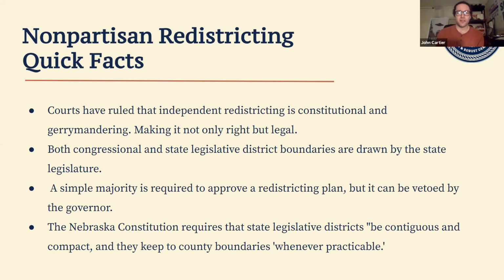The one guideline we have from the Nebraska Constitution on how we have to draw legislative districts is that they must be contiguous and compact, and they keep to county boundaries whenever practicable, right? And the whenever practicable part is problematic, because what's whenever practicable for one person could be very different for another. So oftentimes, while a lot of the counties we see are intact, there are areas in the state where there are these crazy little salamander tails dipping into another county. And that should raise eyebrows anytime you see something like that in a map. And those are things we want to avoid.